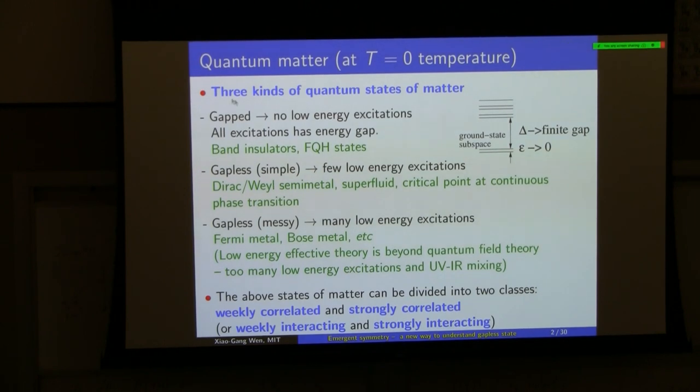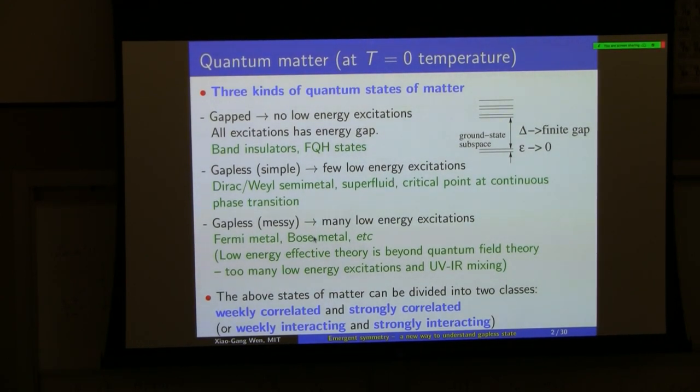This kind of gapped quantum matter is kind of simple, because at low energy there's nothing, just a degenerate ground state. So it's almost trivial. The band insulator and the fractional quantum Hall state are examples of this kind of quantum matter. The next class I call the simple. They are gapless, but there are not too many low energy excitations. Like a Dirac semi-metal or Weyl semi-metal or superfluid, the critical point of a continuous transition, they belong to this kind of simple gapless quantum matter.